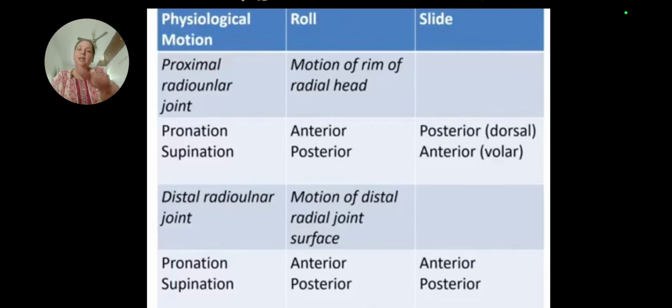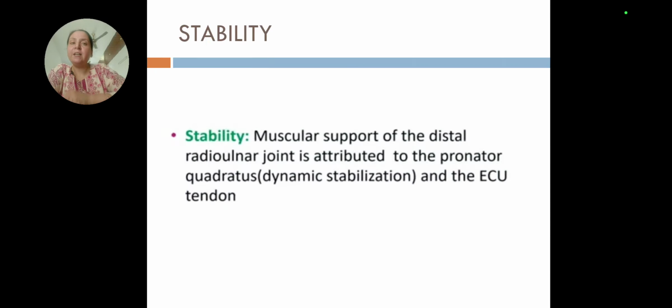Whereas in supination, the radius is moving posteriorly, rolling is posterior and the gliding is also posterior. Fine. This is a very important part you have to tell over there. Now, what are the stability muscles? Stability is always provided by the muscles.